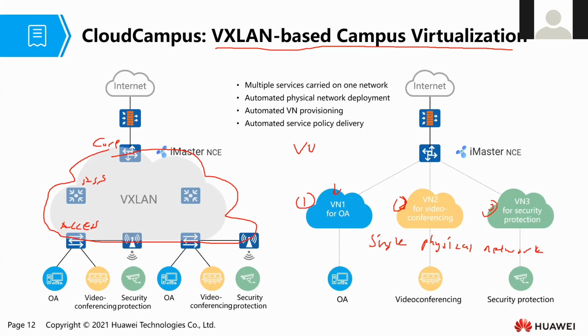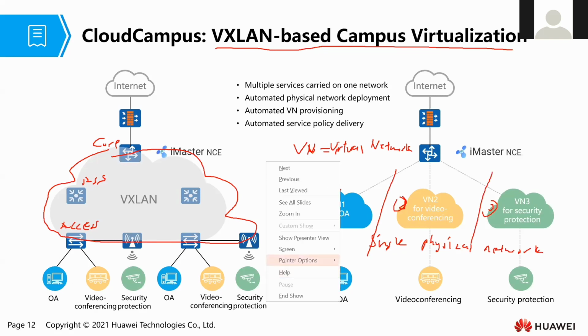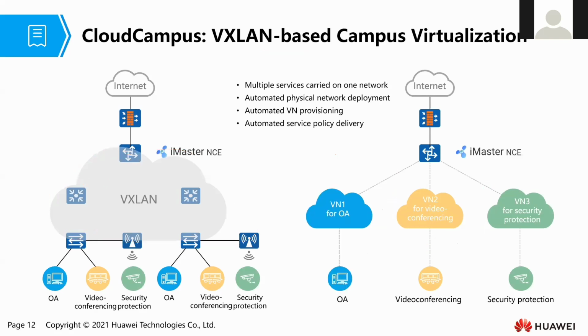VN is also called virtual network. Each virtual network is isolated from the others. They are isolated logically from each other. So in this case, we can have a different service for each virtual network.